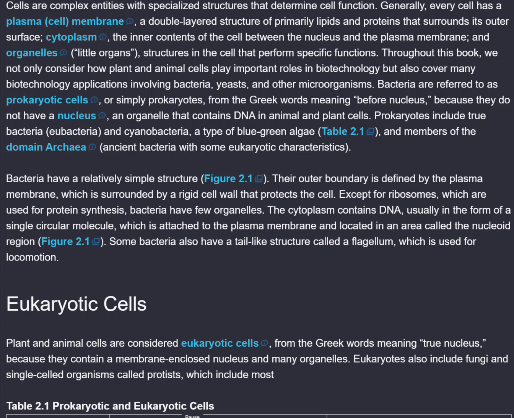Throughout this book, we not only consider how plant and animal cells play important roles in biotechnology but also cover many biotechnology applications involving bacteria, yeasts, and other microorganisms. Bacteria are referred to as prokaryotic cells, or simply prokaryotes, from the Greek words meaning before nucleus, because they do not have a nucleus, an organelle that contains DNA in animal and plant cells. Prokaryotes include true bacteria, eubacteria, and cyanobacteria, a type of blue-green algae, Table 2.1, and members of the domain Archaea, ancient bacteria with some eukaryotic characteristics.